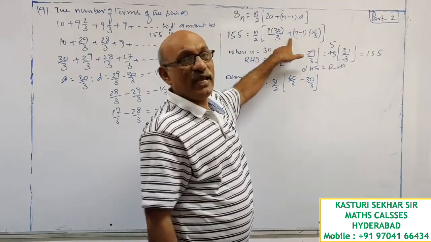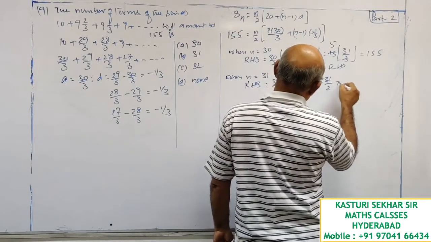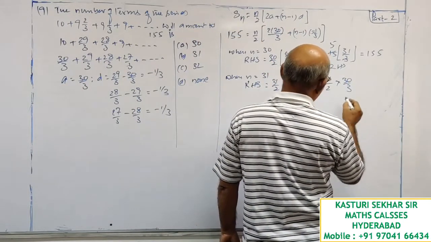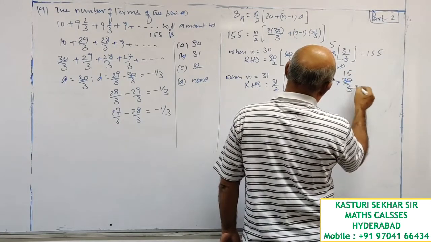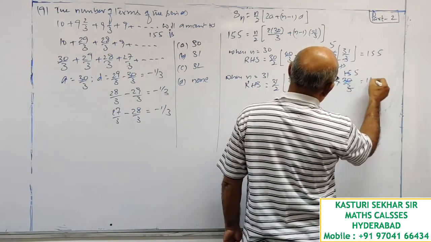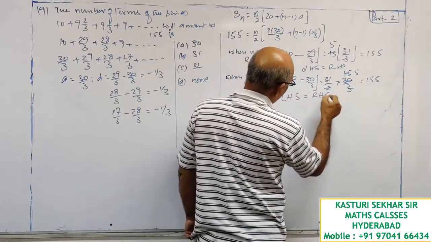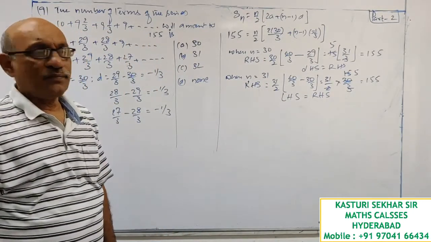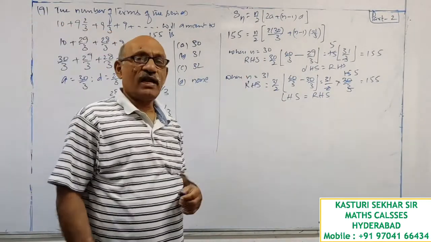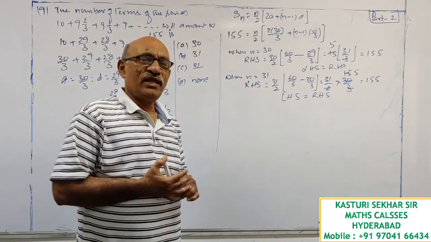Here I am replacing n with 31 also. 31 by 2 into 30 by 3. It will go 15 times, it will go 5 times, which is equal to 155. LHS equal to RHS. Once again, for n is equal to 31 also, the equality sign is satisfied.